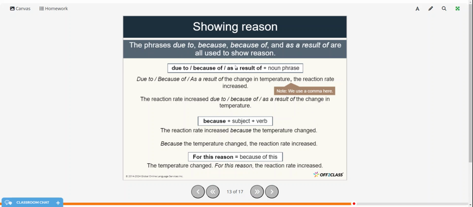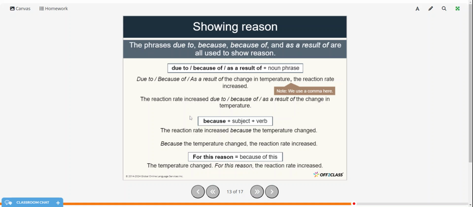So the phrases due to, because of, and as a result of are all used to show reason. So due to, because of, as a result of the change in temperature, the reaction rate increased. And so note that we use a comma here. The reaction rate increased due to, because of, or as a result of the change in temperature. So here there is no comma.